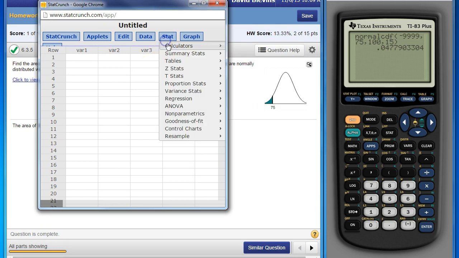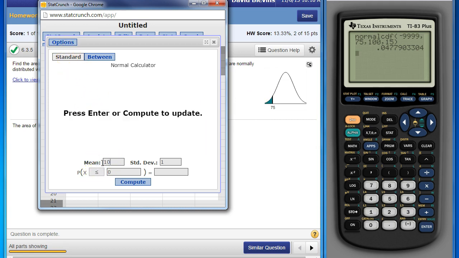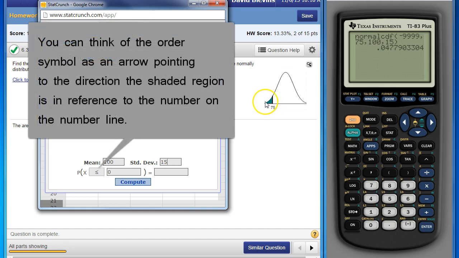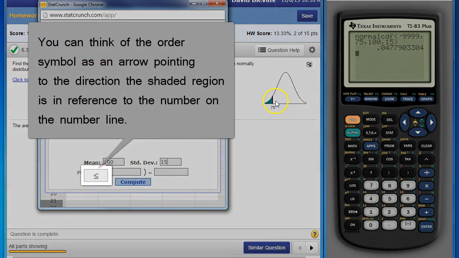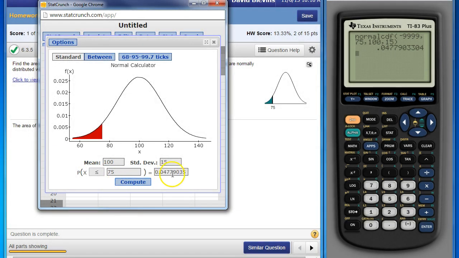Alright, and then if I were to do the same problem with StatCrunch, same thing as before, we got stat calculators normal. Okay, this is a standard one because it is just strictly below a number. So again, put in our mean, our standard deviation, and x is lower than or less than. Okay, it's going to the left. You can think of this as like an arrow pointing to the way the shading goes. So this is less than 75. Okay, so there's our 0.04779 again. Okay, the same thing again. We see same region is shaded.